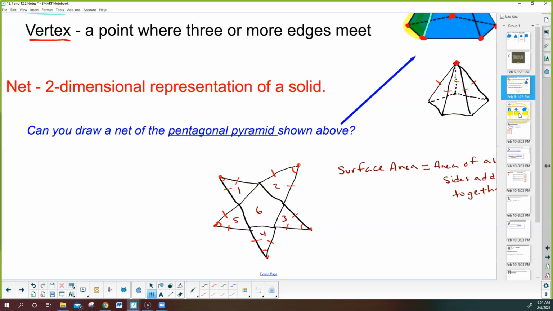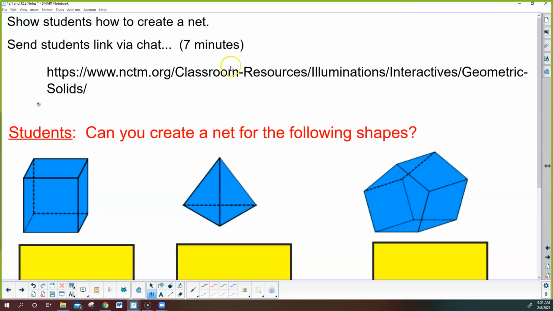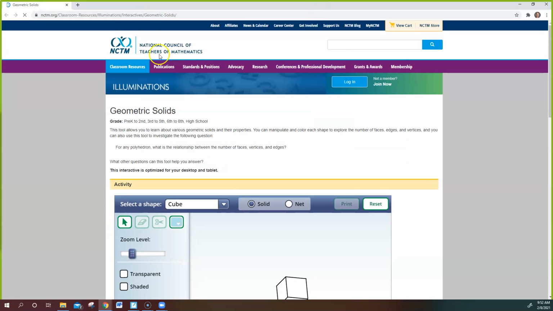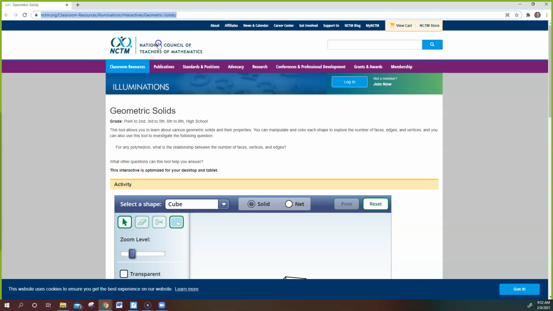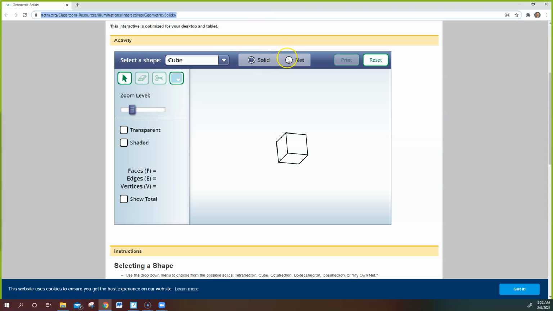Okay, so we're going to try something new here, and I'm curious how well this will go. I don't want you to write these down at all, but I've got a little challenge for you. I'm going to send you a link of a website that you can use to create a net for yourself, and then your goal is, can you create a net of the following items? So let me show you first. This is just a little bit of a tricky website. It's going to look like this, and I'll send you this link in a second. But when you scroll down, you have solid and you have net.